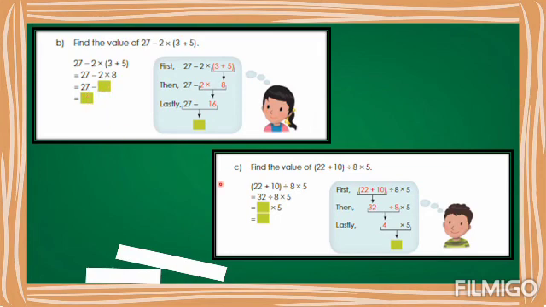And we have here the last example, class, or problem. Find the value of open parenthesis 22 plus 10 close parenthesis divided by 8 times 5. Again, we'll do first the numbers inside the parentheses. So 22 plus 10 equals 32, and bring down the division sign and then the multiplication sign and 5. So what we're going to do here is divide 32 by 8. So 32 divided by 8, class, equals 4.